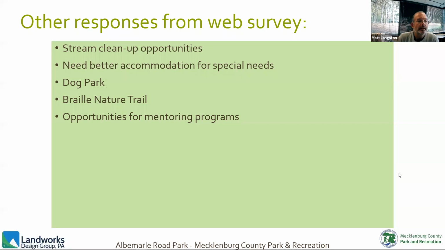These are a couple of comments that were write-ins on the web survey. People mentioned opportunities for youth outreach with stream cleanups. They talked about better accommodations for special needs. Somebody mentioned a Braille nature trail. Somebody mentioned needing a dog park. And then, like with the youth outreach, opportunities for mentoring programs. Once you get the physical components of the park, those are program components that can be done within the new and improved park.